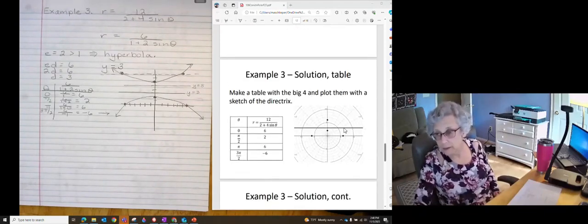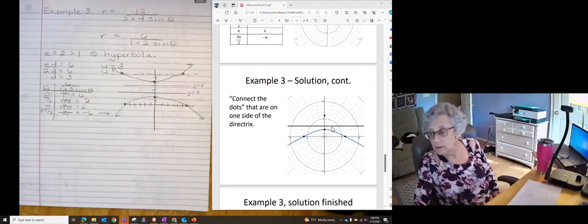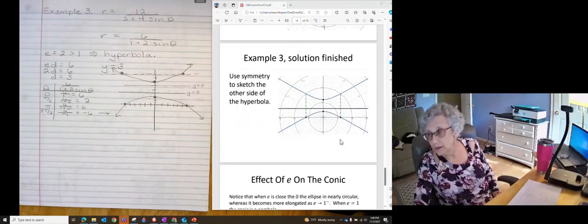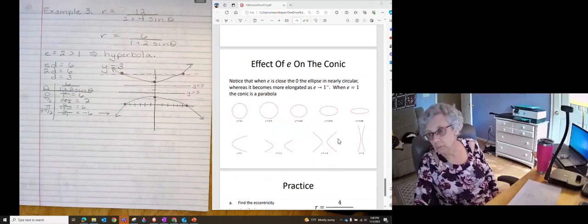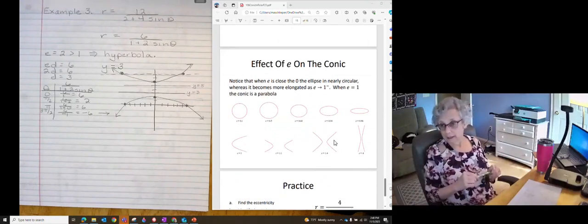Here's the pretty solution. There I put in the directrix. Then I plotted that point, and then I found the correct distances. So, the effect of E on the conic.